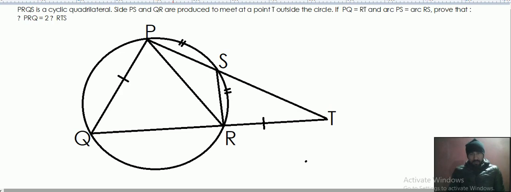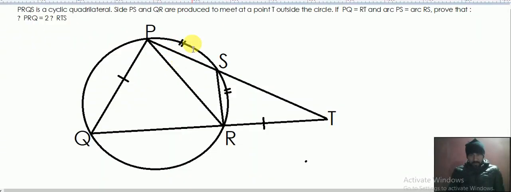Before starting the solution, let's have a look at the tricks that we are going to use here. Since this question is about circles, let's recall the properties that we have read in circle. The first property: if any two arcs of a circle are equal, then the chords opposite to them are also equal, and vice versa. Here, if arc AB is equal to arc CD, then chord AB is equal to chord CD, or vice versa. So this is the property that we have read here.